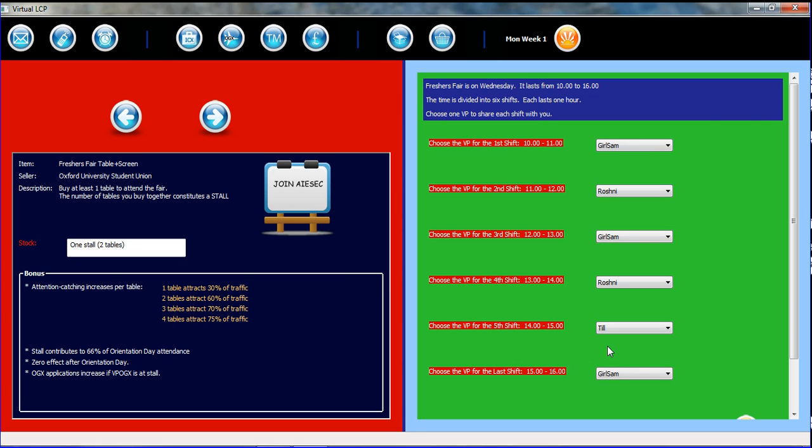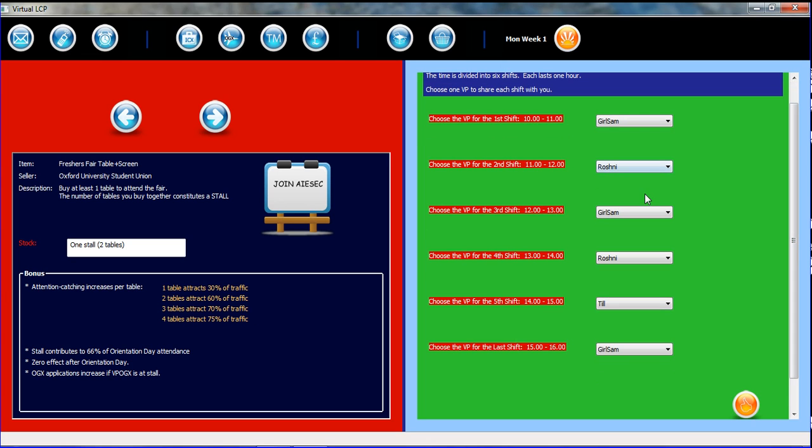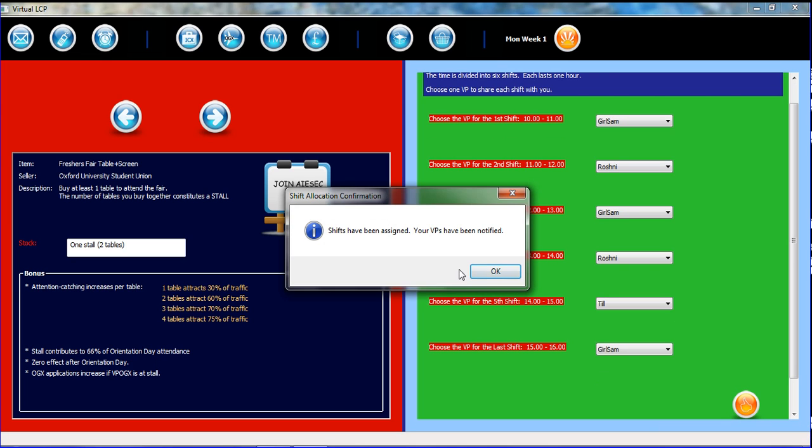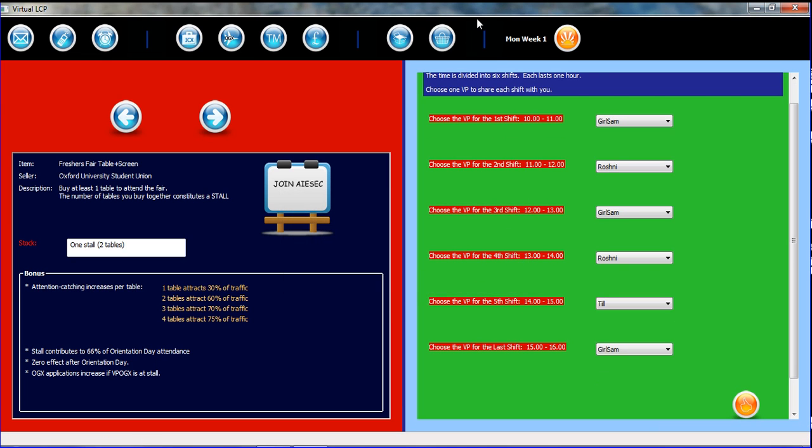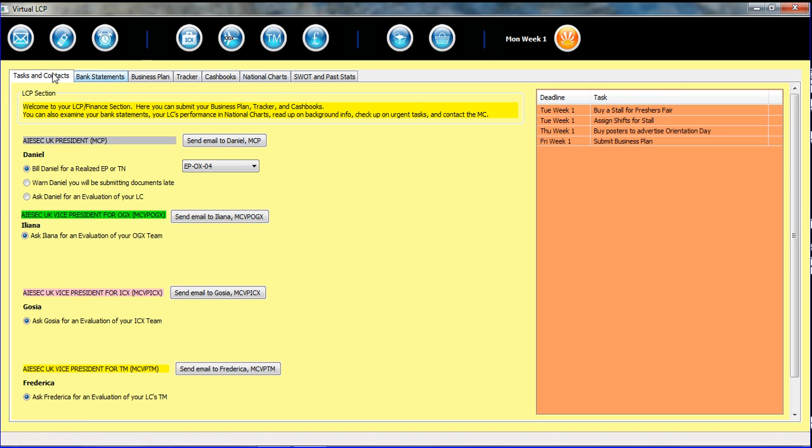Right, I think I've done all my tasks. Buy a stall for Freshers' Fair. Delete. Assign shift for stall. Delete. Buy posters. Yeah, I did that. Delete. Submit business plan. No, I haven't done that yet. Okay, let's go to next day.